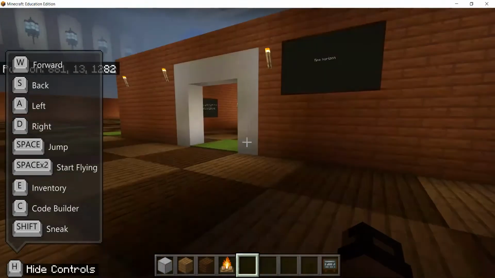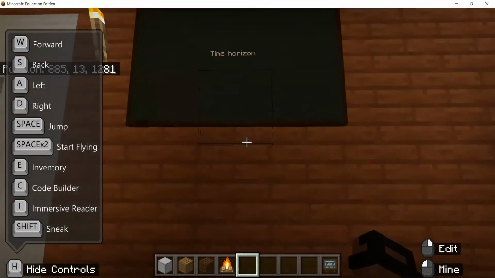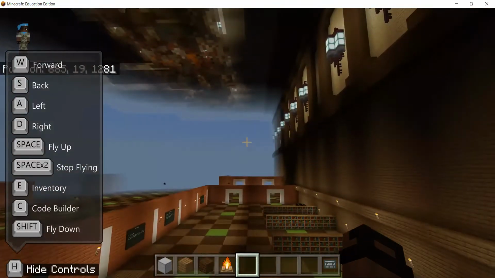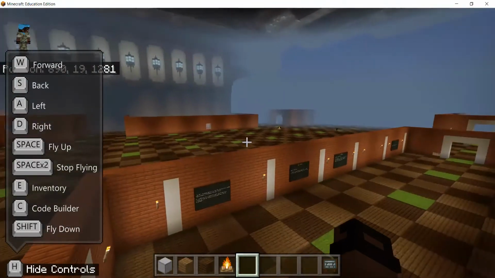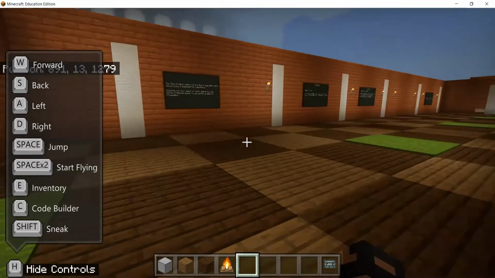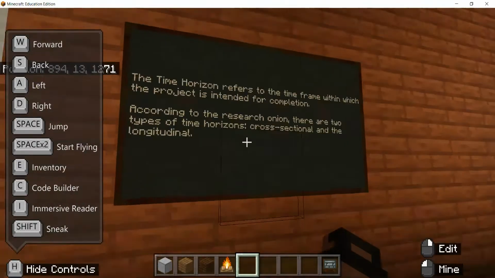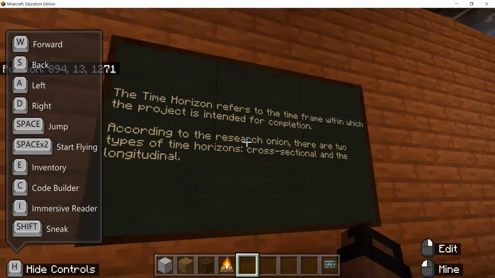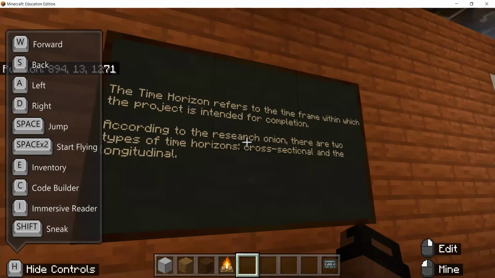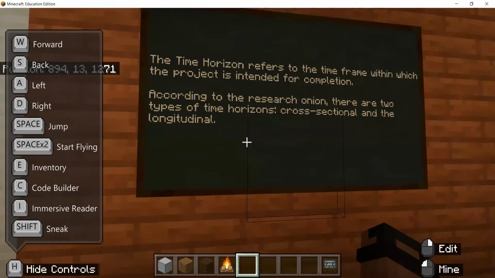Okay, so we're then going to proceed to another room. What is this room about? So this is time horizon. This room is basically explaining time horizon. The time horizon refers to the time frame in which the project is intended for completion. According to the Research Onion, there are two types of time horizon, the cross-sectional and the longitudinal.